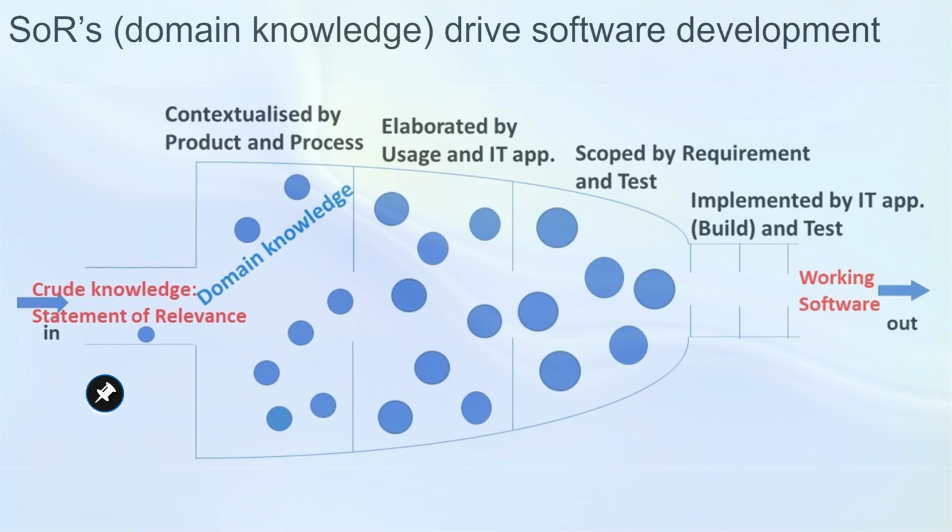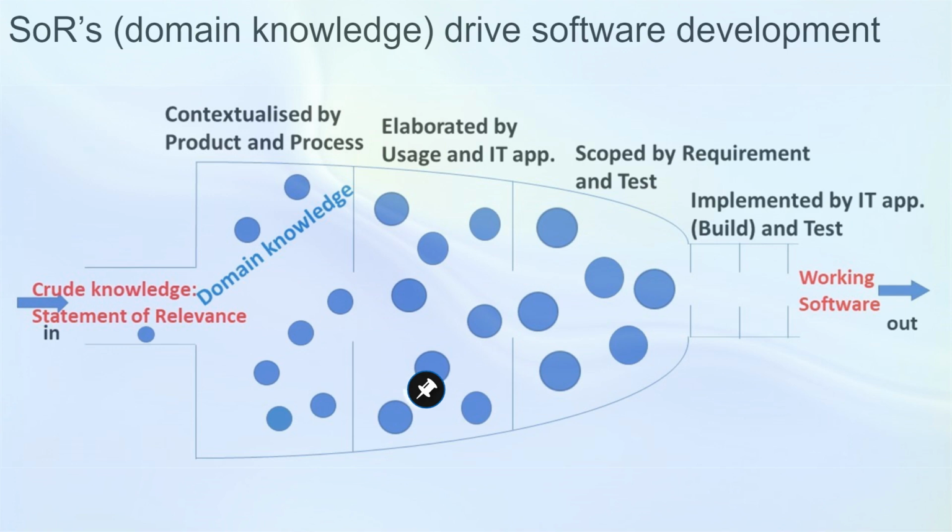Statement of relevance flows seamlessly from domain knowledge to software development. Domain knowledge provides the context of the statement of relevance by linking it to products and processes. It then moves to the knowledge of an organization where statements of relevance are customized and sensibly automated via IT applications, graphical user interfaces, reports and communications that are collectively known as usage and assist in customization.